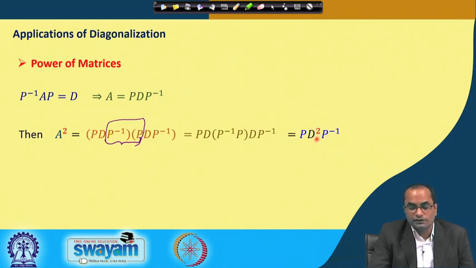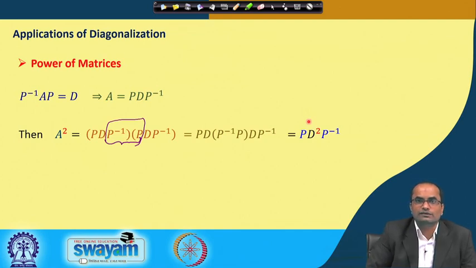What is the use here? For this diagonal matrix we can easily get the power, because the power goes directly to the diagonal entries. We do not have to actually multiply these matrices D together, but only the diagonal entries will be squared, and that is the reason. So A square is very simple now: P D square P inverse. We only have to do these multiplications.